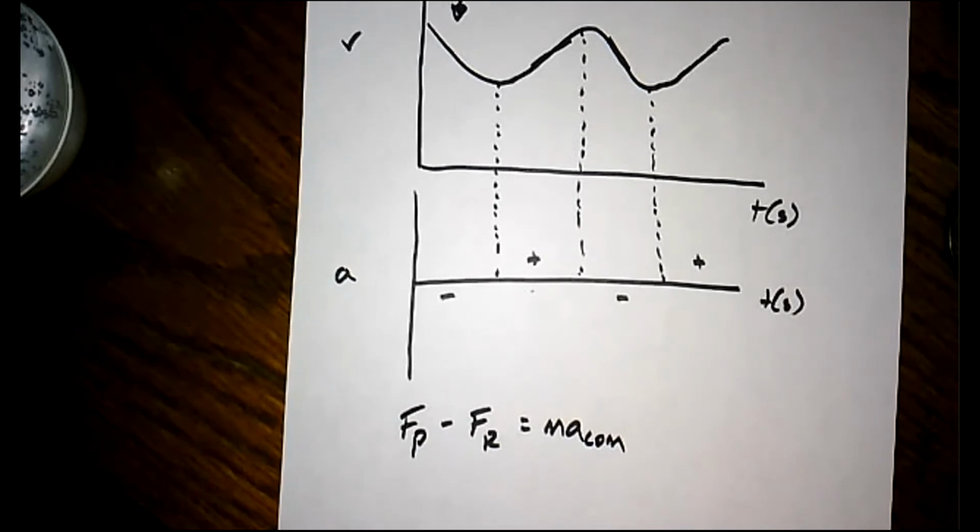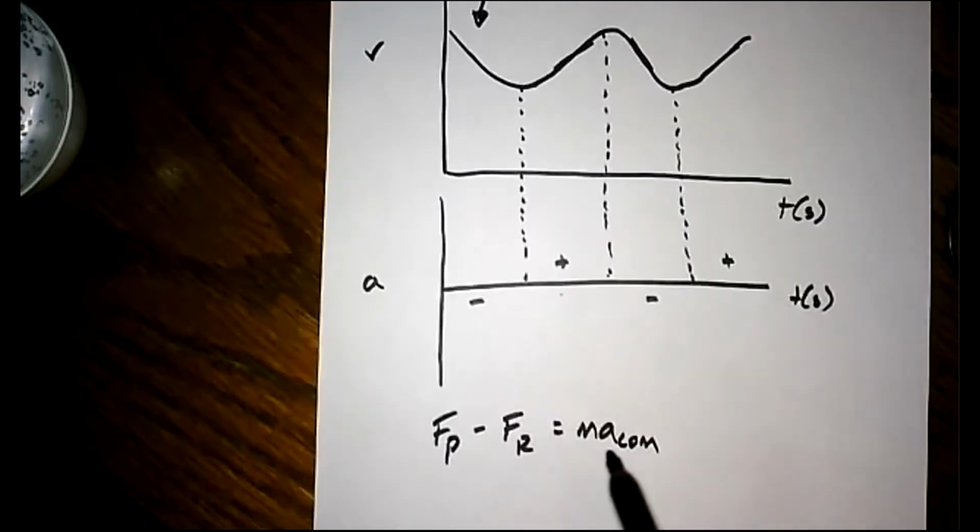That's our kinetic equation for swimming. So why is acceleration negative? Well, mathematically, it has to be negative because the resistance force is greater than the propulsive force. It's that simple. Why would acceleration be positive here?